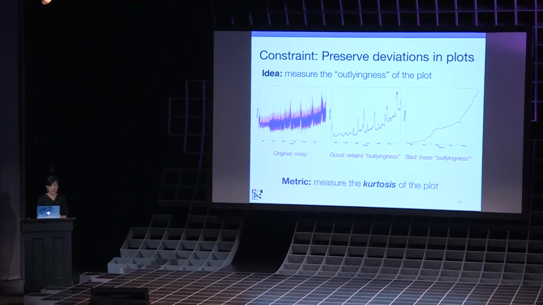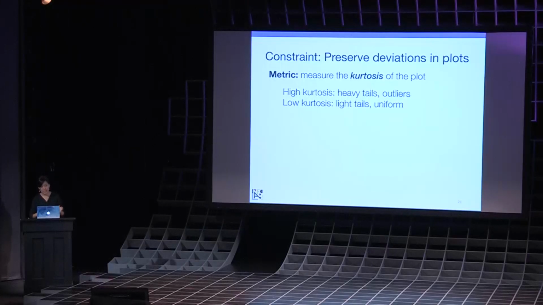It turns out that conveniently in stats, there is this function called kurtosis, which measures exactly the outlierness of a distribution or a time series plot. So concretely, high kurtosis means that the distribution responsible for generating the time series visualization has heavier tails and is therefore more likely to produce outliers, while low kurtosis means that the distribution has lighter tails and therefore your time series will look more uniform.